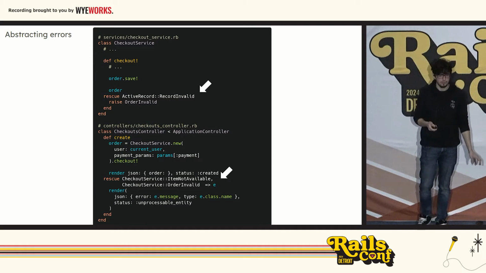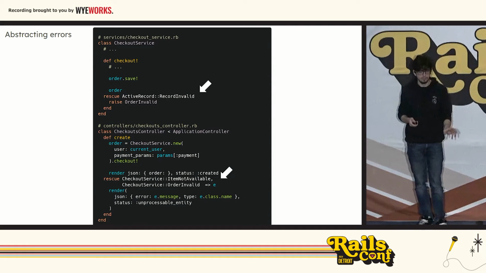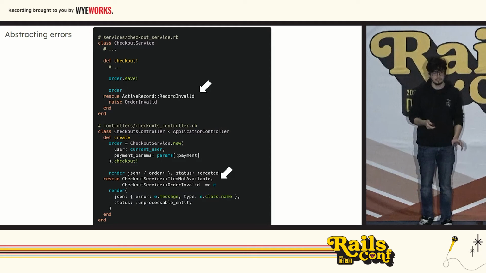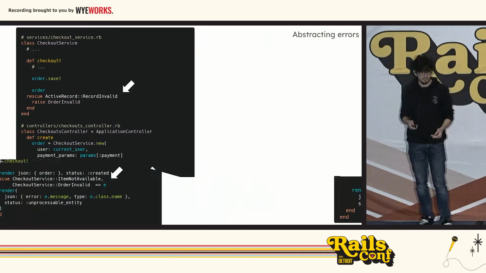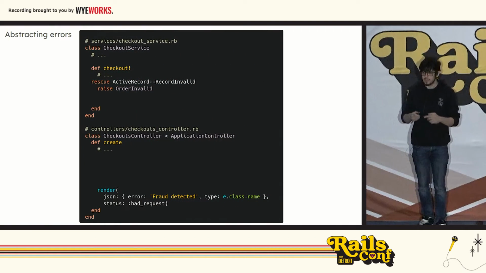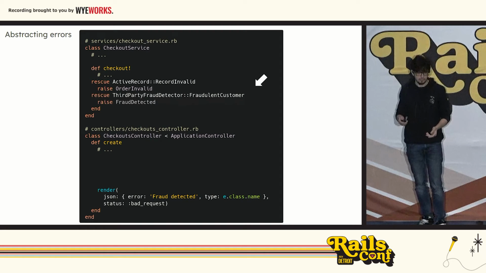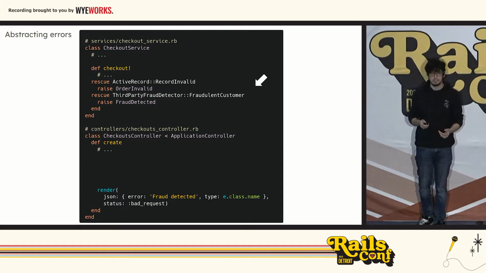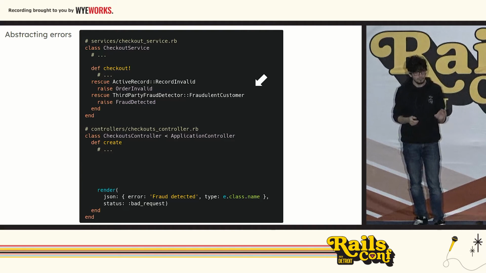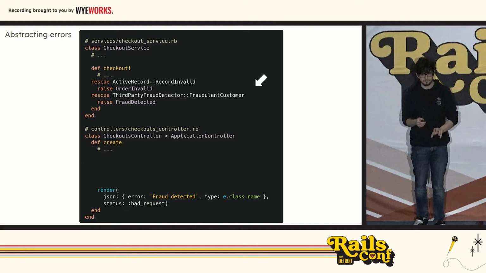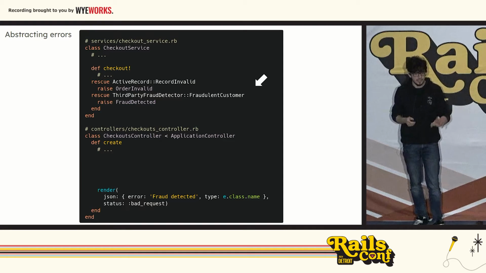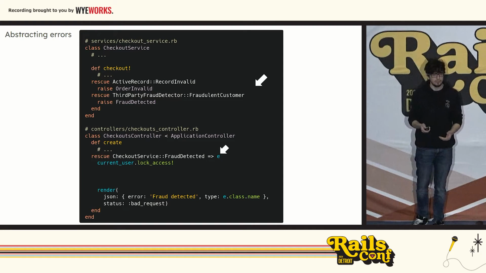So we go back to the controller and add a rescue clause just for the order invalid error, in a way that we don't let the record invalid error leak. And it also happens for any gem-specific error as well. So we just saw the fraudulent customer scenario, where some fraud was detected inside the checkout service. We can also create a fraud detected class there to represent that scenario, and then we're going to re-raise it, and we'll be able to add a rescue clause in the controller.